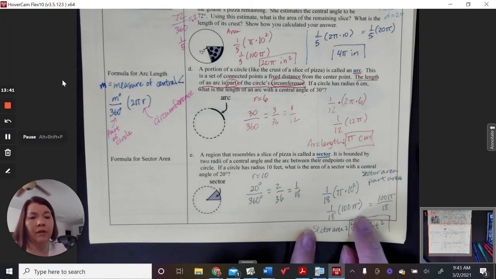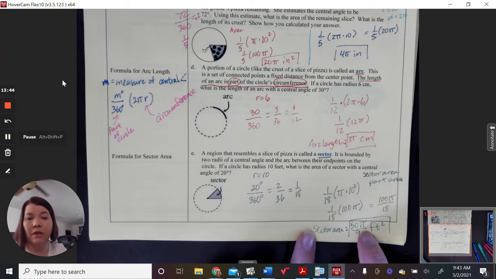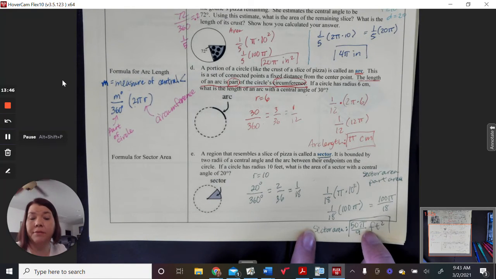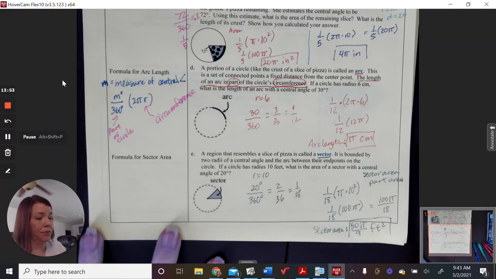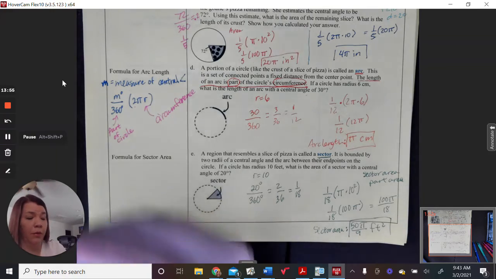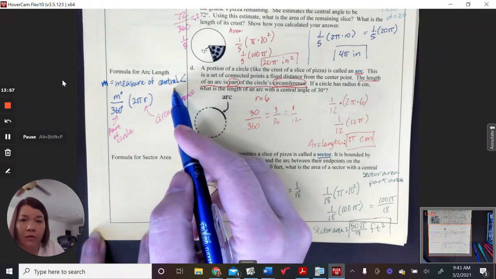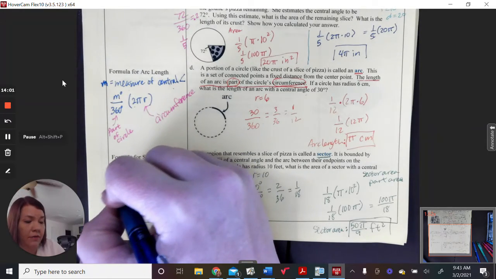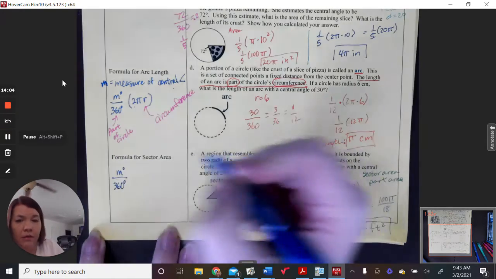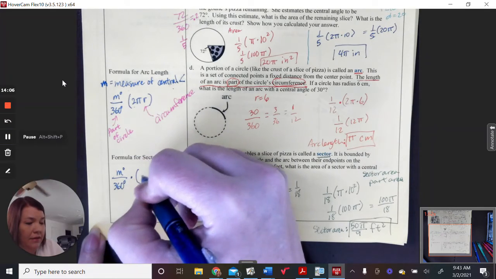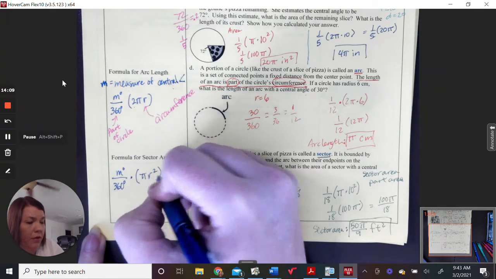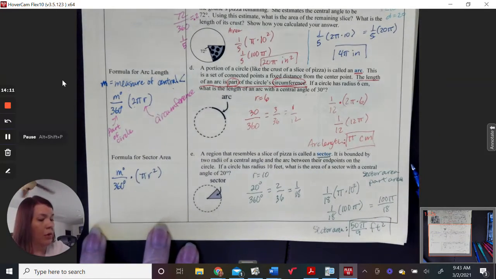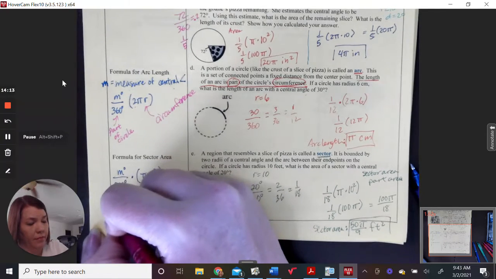So we're about to move into the formula. Using the same letters, measure of the central angle, m degrees, divided by 360, times, in this case, pi r squared, or in other words, the part of the circle times the area. So part times whole. Part times whole. That's it. That's all there is to it.